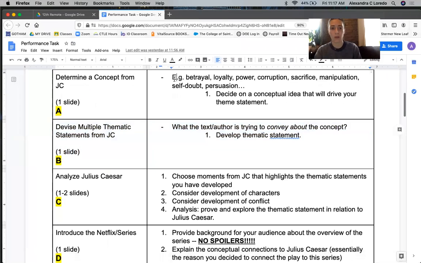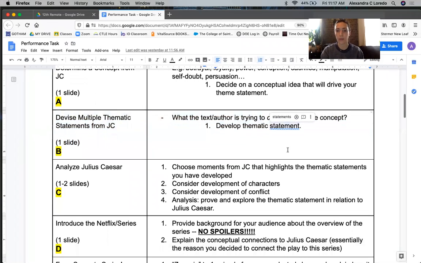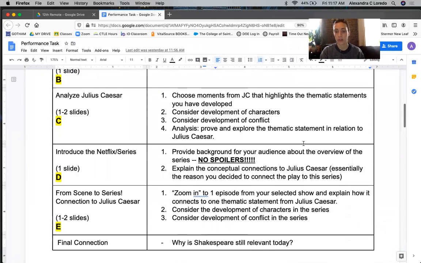Okay, so we have one slide where we did our concept. We have another slide where we did our theme statement. Now we're going to start to really make this specific and analyze through Julius Caesar. So this ideally would be 1 to 2 slides in which you take that theme statement and now you track its development through citing and referring to specific moments in Julius Caesar. You should consider the conflicts that have developed. You should consider the characters that have developed. And you're going to analyze and prove how that specific theme statement relates to Julius Caesar. You want to highlight those moments that really bring about the thematic statement that you've landed on, because that's the center of the work that you're doing throughout this project.